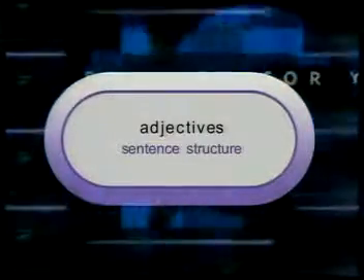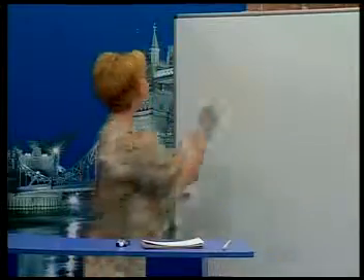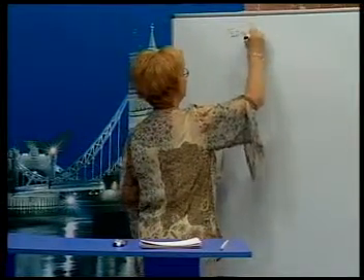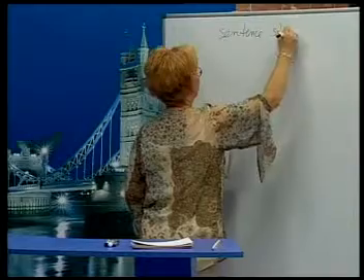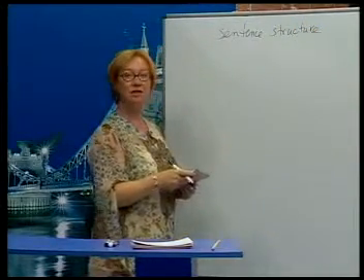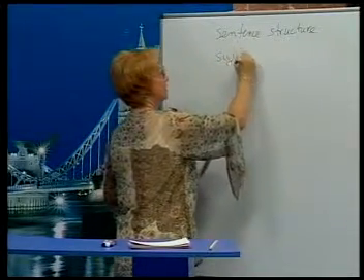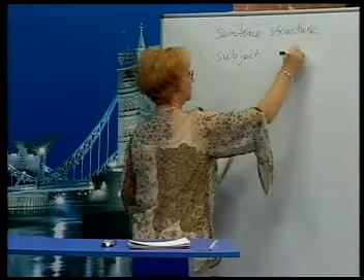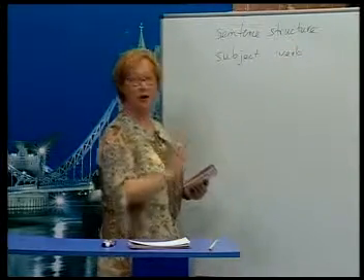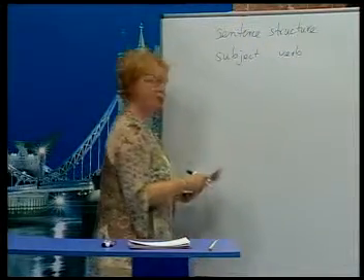Adjectives. Sentence structure. Okay, now we're going to talk about sentence structure in English. Now, in English, the verb usually comes after the subject. Subject, and then the verb. There's always a subject and a verb in English sentences.